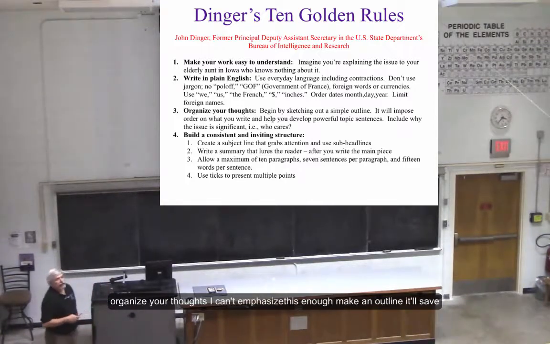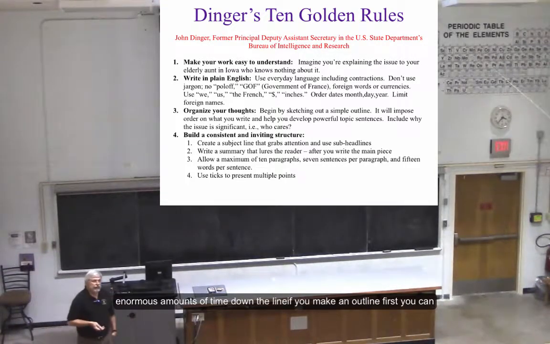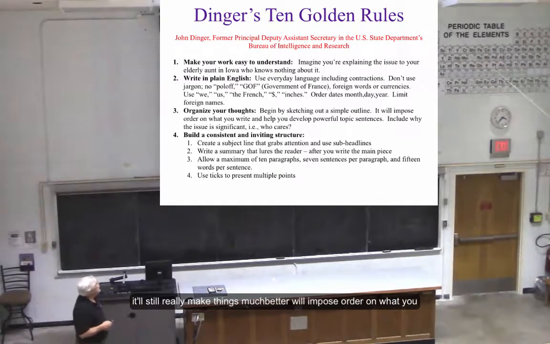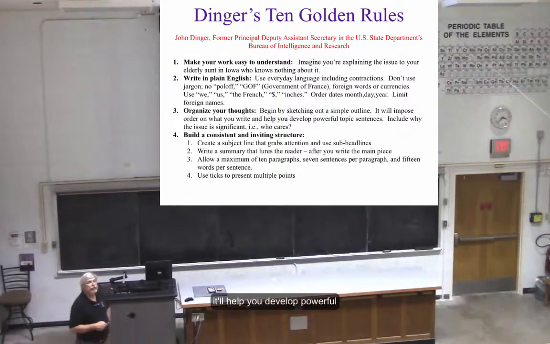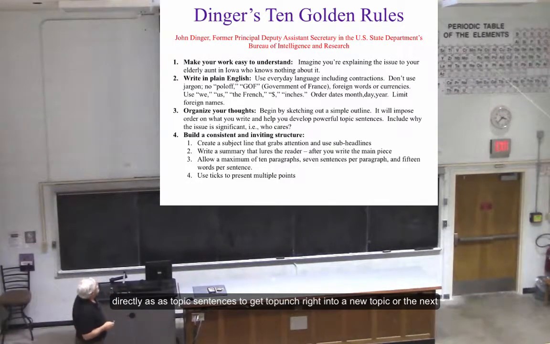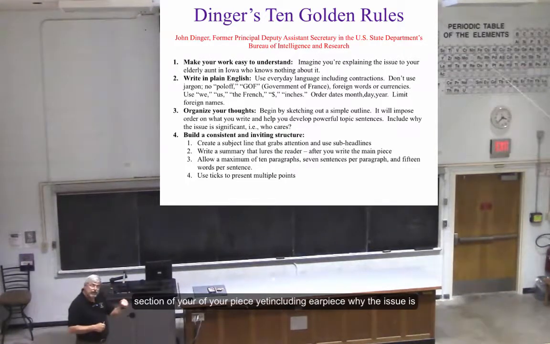Make an outline. It'll save you enormous amounts of time down the line if you make an outline first. You can think about it in your mind, but write that outline down on paper. It'll really make things much better. It'll impose order on what you write. It'll help you develop powerful topic sentences because you can use the headings and subheadings in your outline directly as topic sentences to punch right into a new topic or the next section of your piece.